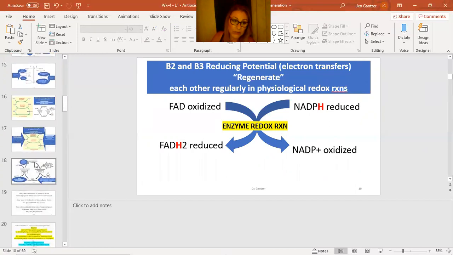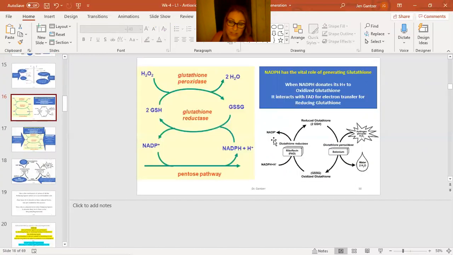However, what you're seeing here in how the body works is that the FAD is kind of that electron transfer. It's just a pass off. So it's facilitating that transfer instead of keeping it for itself. This is how we're reducing and regenerating glutathione. So key points: that NADPH is vitally important to regenerate oxidized glutathione into reduced glutathione, and it does it by passing a hydrogen atom through an FAD, which is your B2, and then it regenerates the antioxidant reduced glutathione.